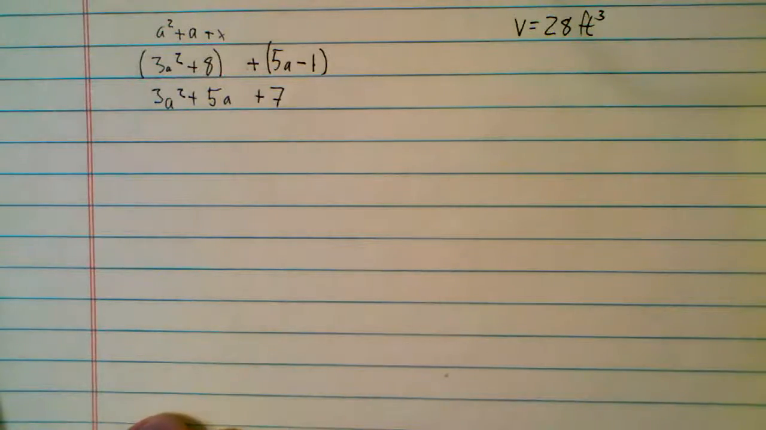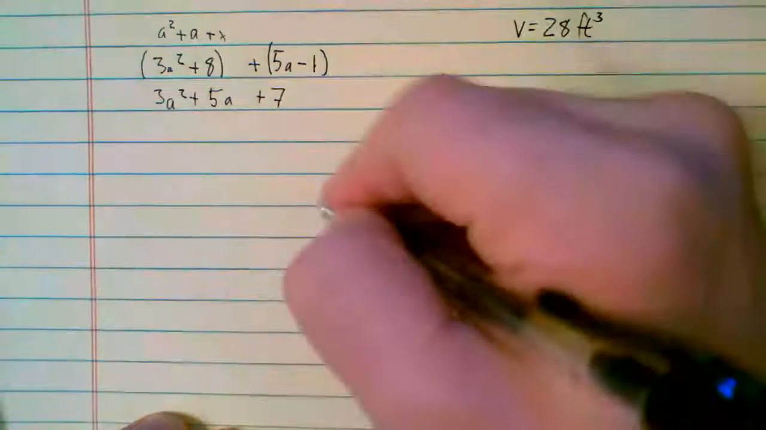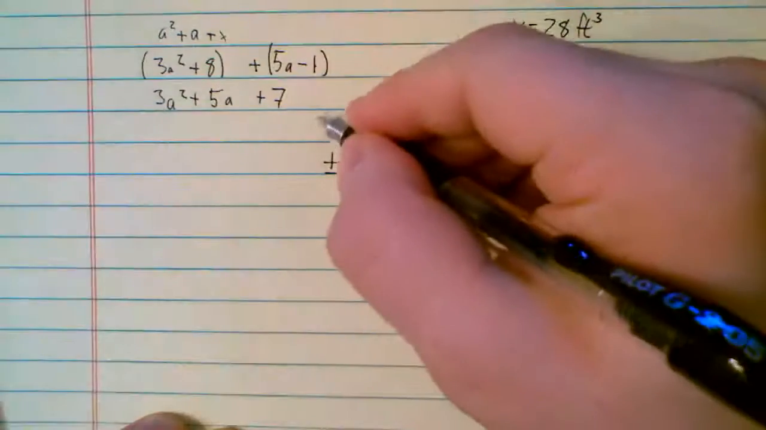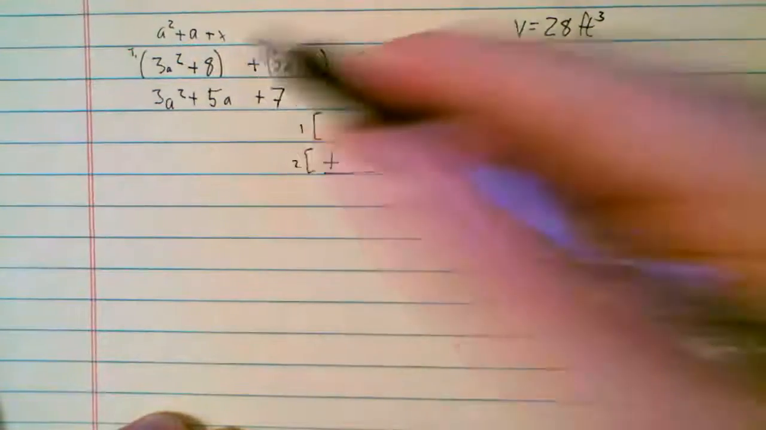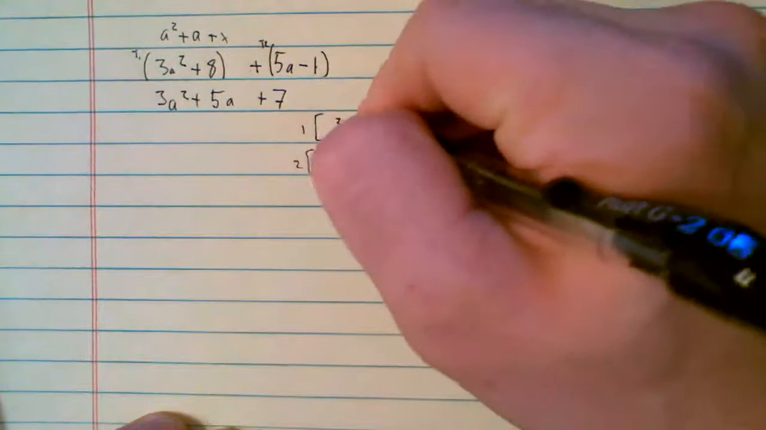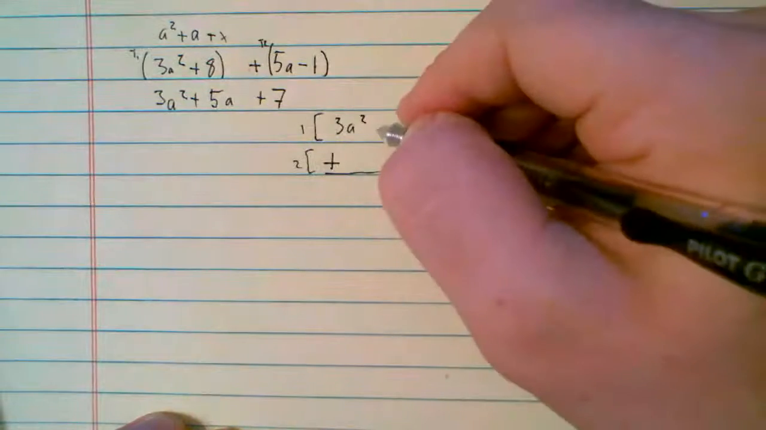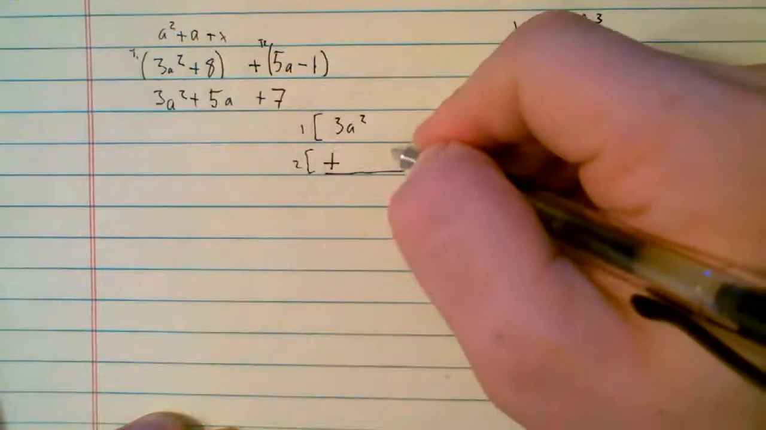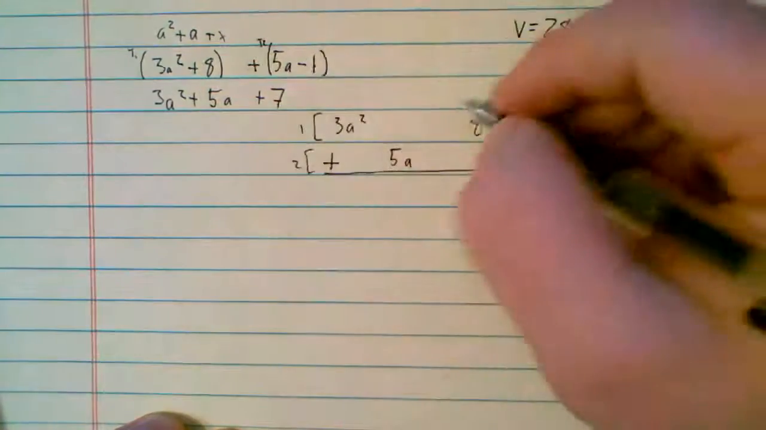The other way we can do this is by basically writing it out vertically. We know these two terms will be added together. So on this first line here, we have term 1, and on this second line is term 2. And then we put it in that standard form. So we start off with 3a squared. We don't have anything in the middle, but we do have an 8 at the end. The second term, we have a 5a, but we don't have any squared, so 5a. And then we have minus 1.